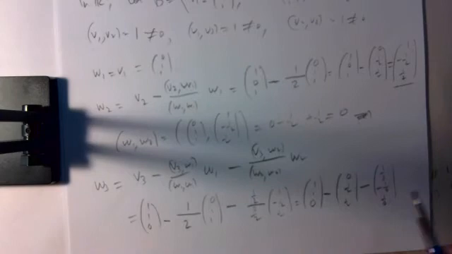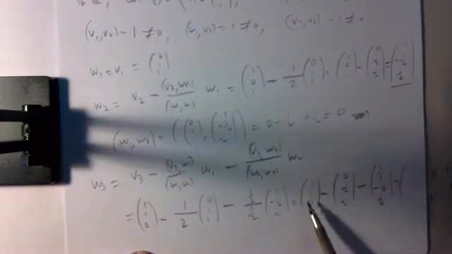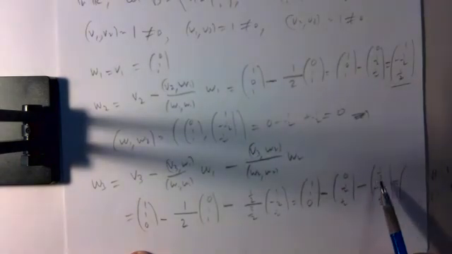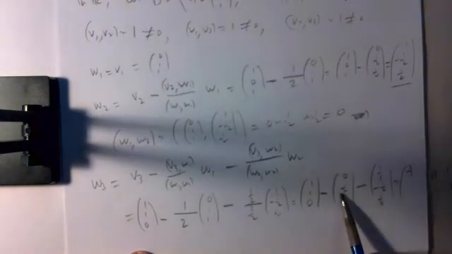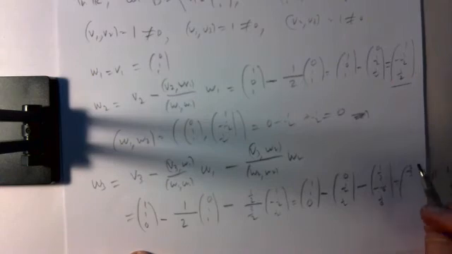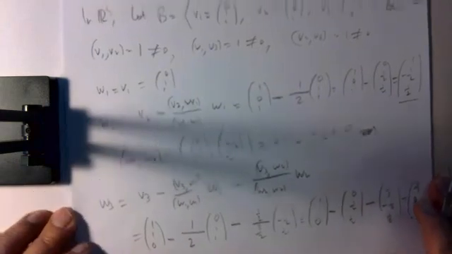So when I calculate this, what do I get? 1 minus a third is 2/3. 1 minus a half is a half. A half plus a sixth is 2/3. 0 minus a half minus a sixth is minus 2/3.